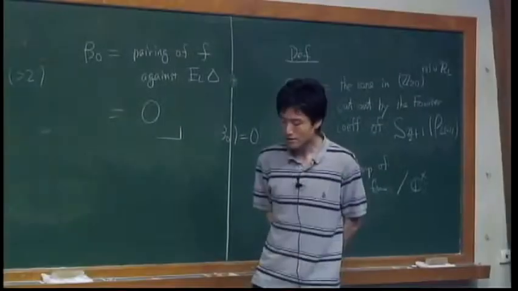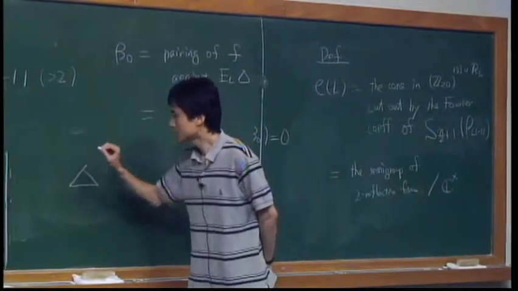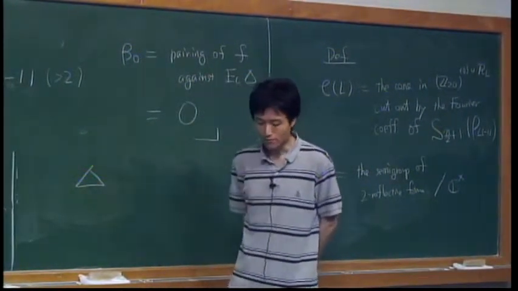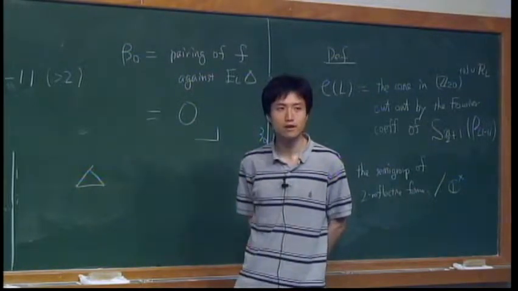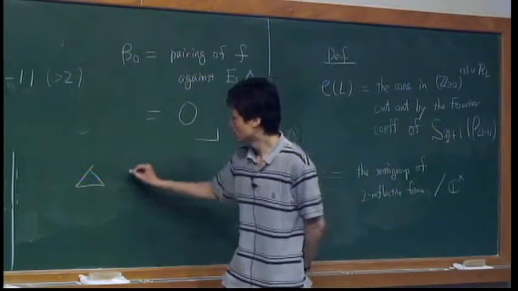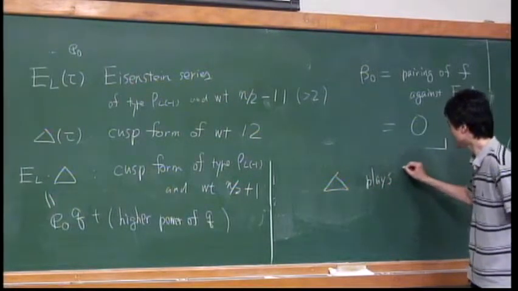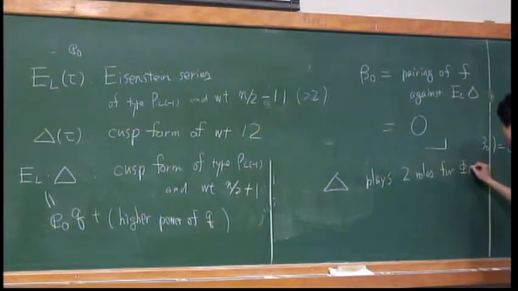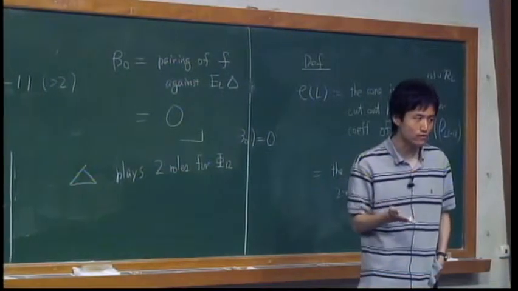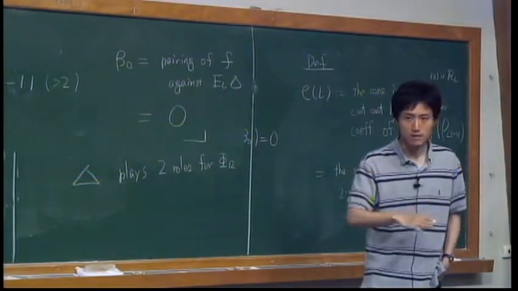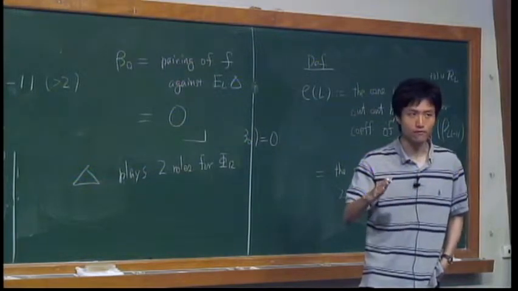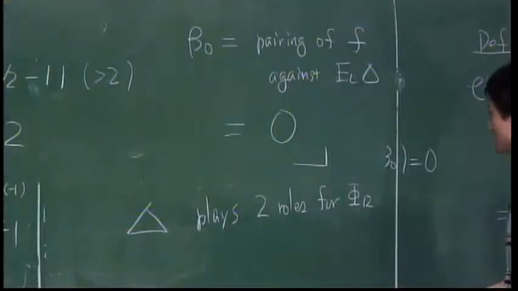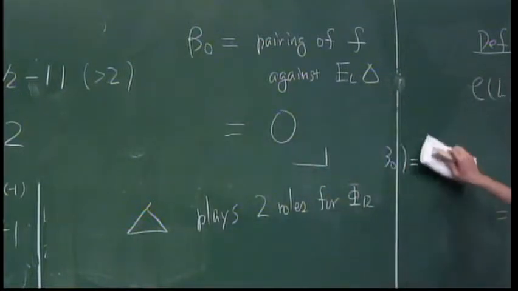I would like to stress that this delta, this cusp form of weight 12, plays two roles. The first is for constructing Borcherds phi 12. The second is for eliminating modular forms of higher dimension.